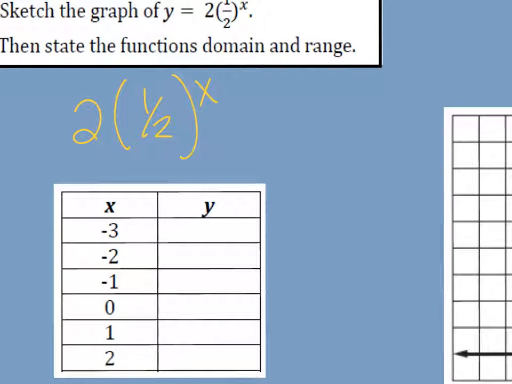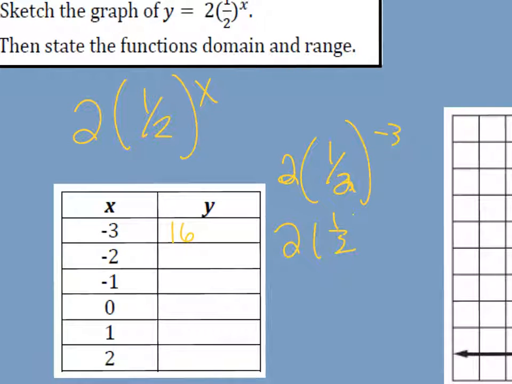So when I do that, it's going to look something like this. When I substitute this in, -3 will actually give me a positive 16. Let me show you why. It's going to be 2 times 1/2 to the -3. So that's 2 times 1/2.